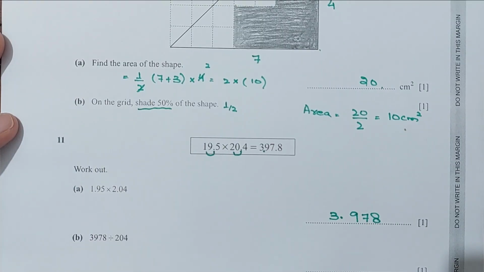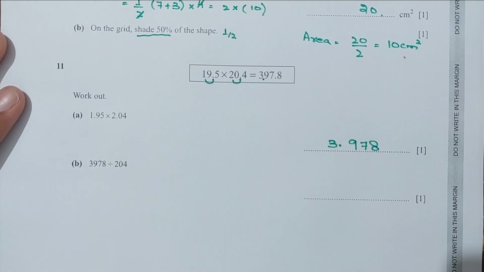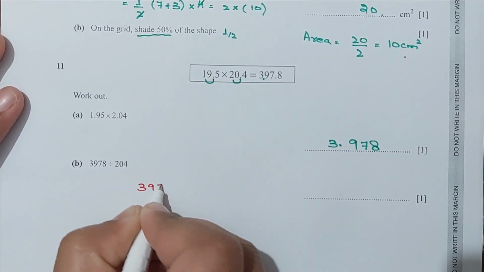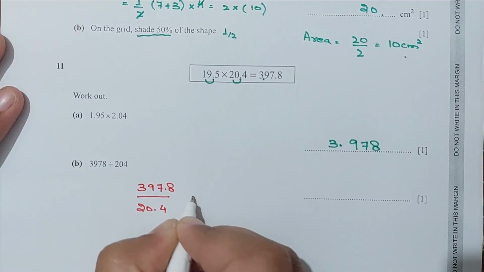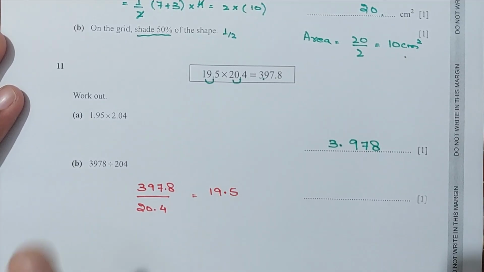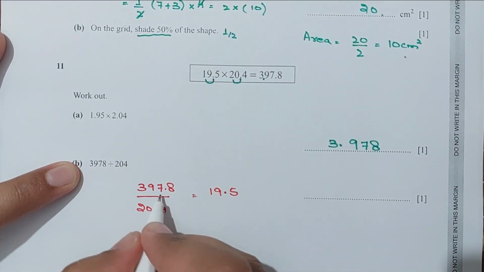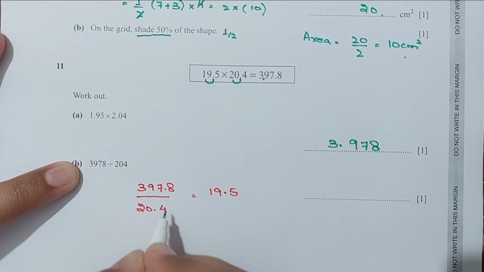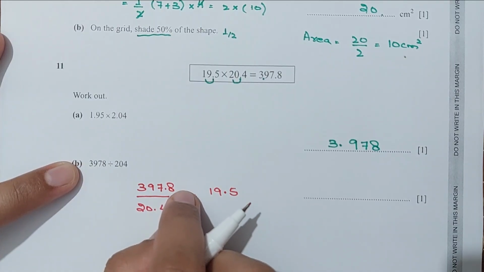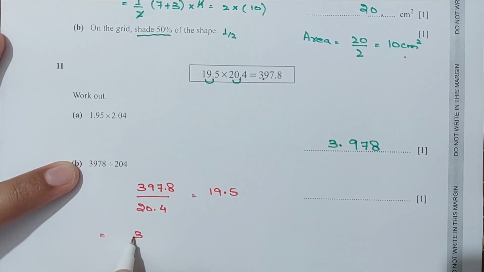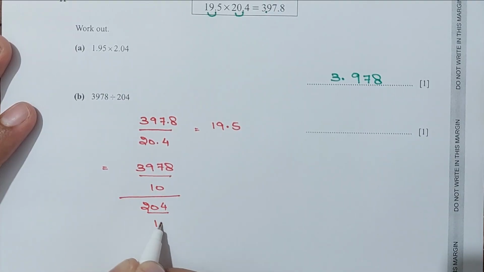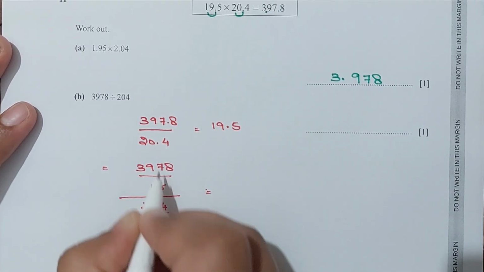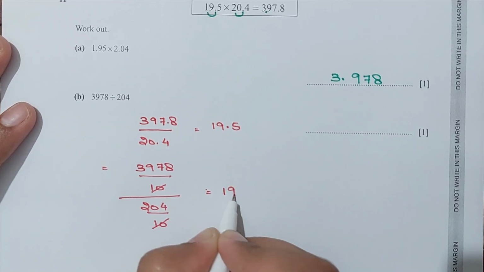Okay, now for part B, divide 398 by... all right. Again, using the same information, if we have 397.8 divided by 20.4, the answer is 19.5, right? But now there is no decimal point here. This is just one decimal point, and this is just one decimal point. So to remove this one decimal point, you have to divide by 10. Let me show you. 3978 divided by 10, and removing one decimal point here, you have to divide by 10 as well. So this 10 and this 10 cancel out, so the division answer stays the same, which is 19.5.